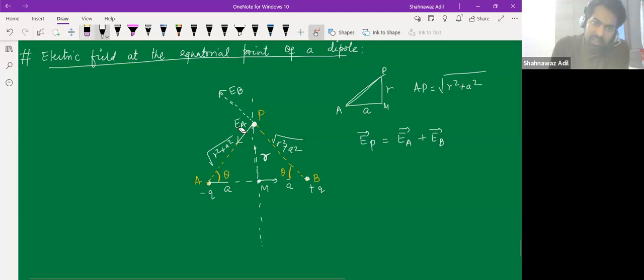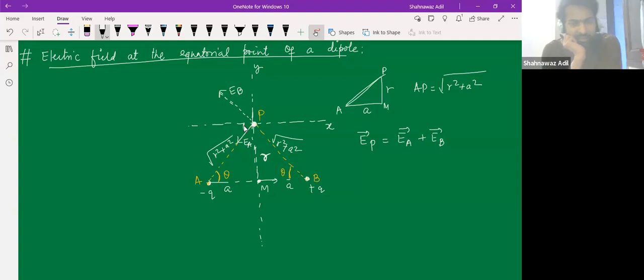So let me write it here. If I draw a horizontal line here, this is my x-axis, this is my y-axis. And this is my EB, and this is theta. So what would be this angle?